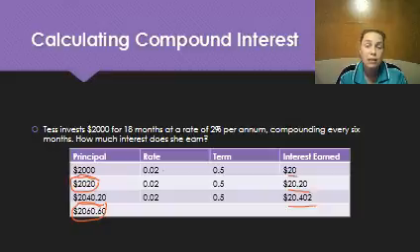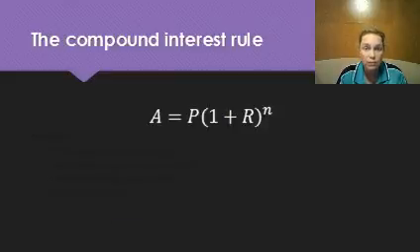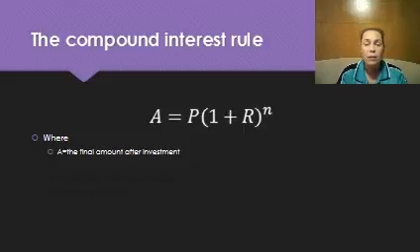For that reason, there's a rule for compound interest, and it is this. A is equal to P outside of 1 plus R all to the power of N. Now, that might sound a bit like gobbledygook to you, but it actually makes sense when you look at what each of the letters mean. So, A is the final amount after the investment. Okay, so think of A as afterwards.